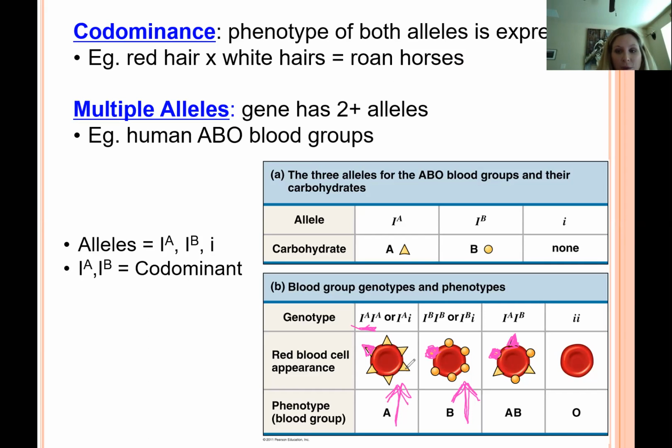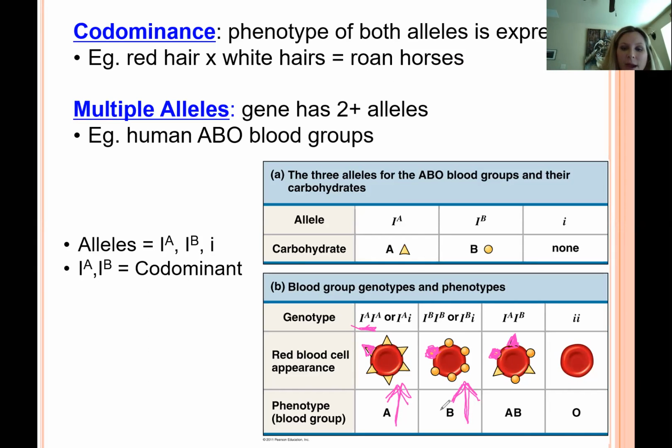The answer is no, because your immune system is used to seeing these little circles. So if you have either big B or big B-I, and you have this type of carbohydrate, these little circles on the outside of your red blood cell, and you were infused with blood that was type A that had these triangles, your immune system would attack that blood. You would end up with blood clots and you would not live through that. So that is why it's very important to get compatible blood.